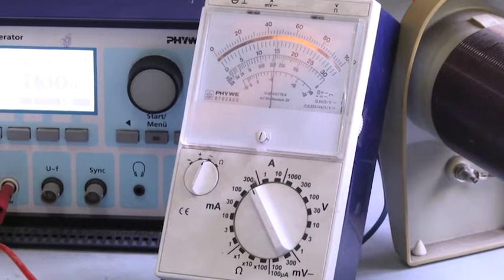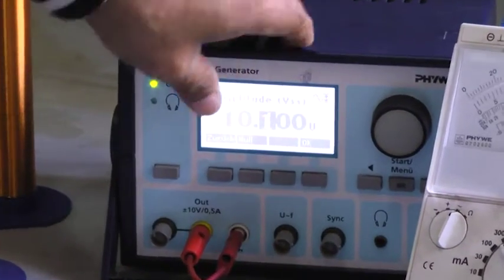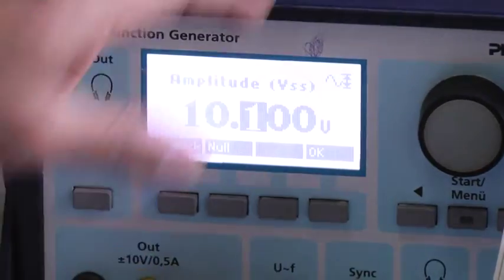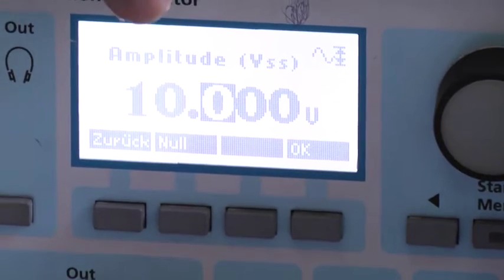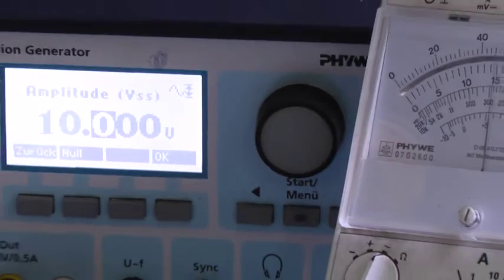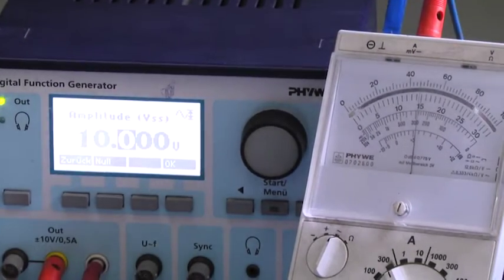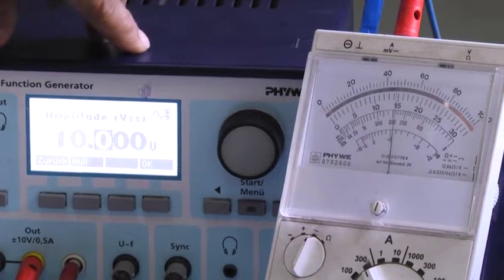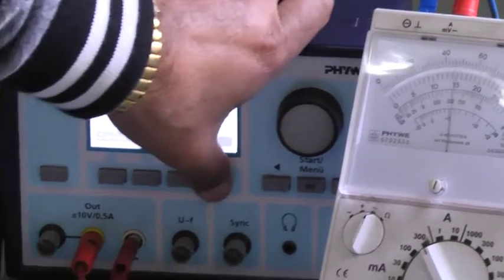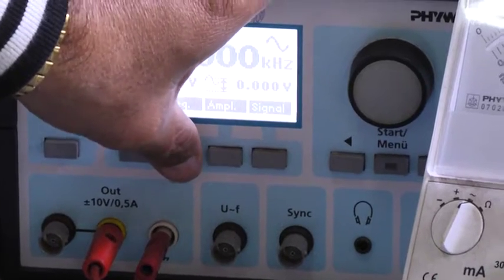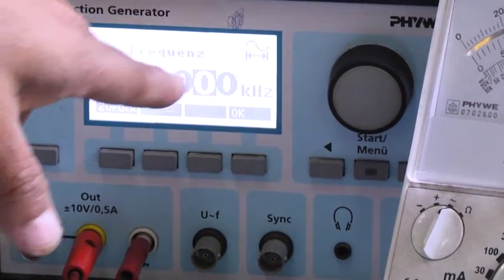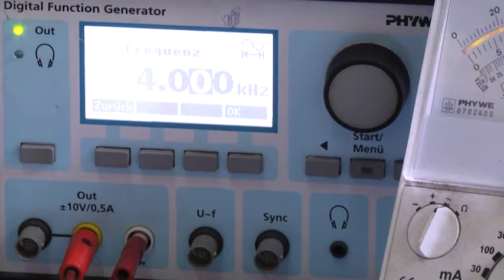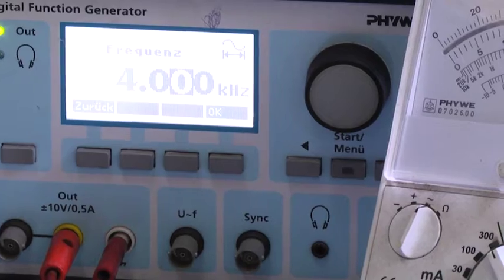Now this current is changing with some frequency. Here the amplitude of this sinusoidal wave I will keep at 10 volt. Now I can check its frequency, and there are options here to check it. The frequency is 4 kilohertz. I am not interested in that voltage.